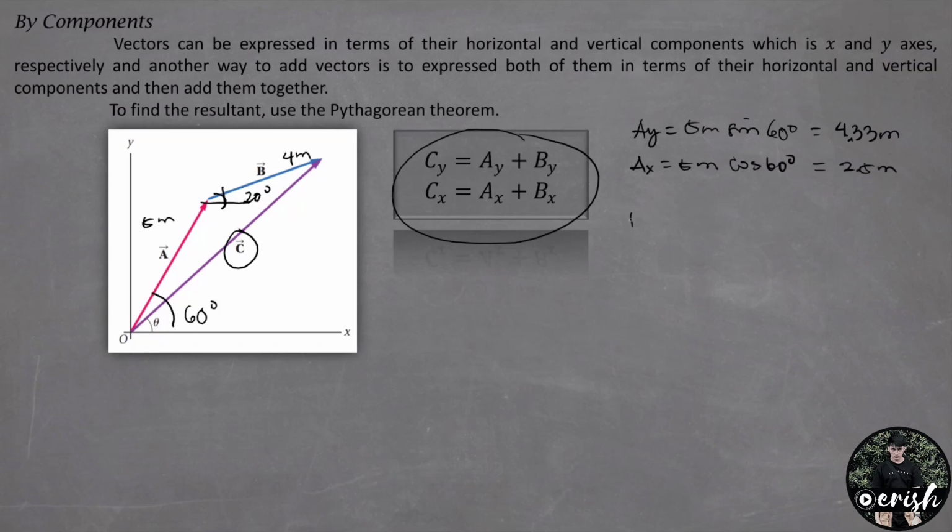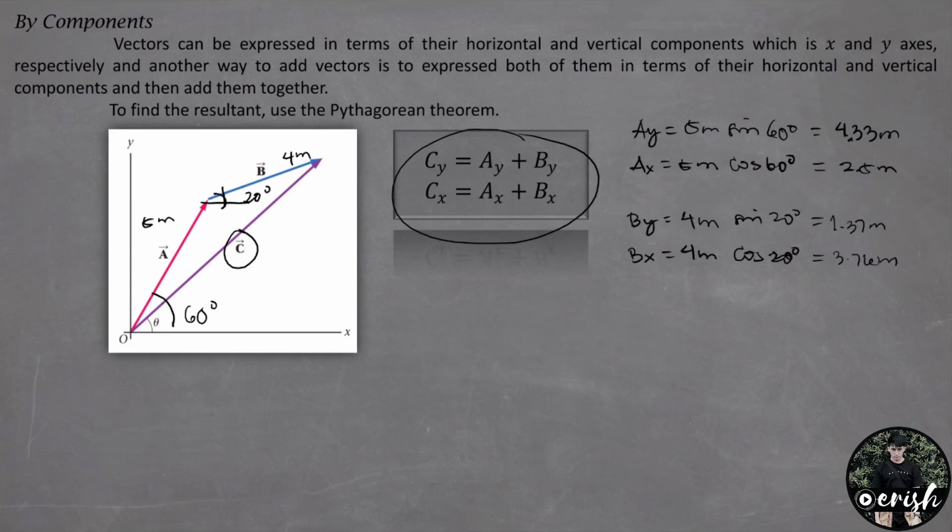For vector B, vertical component, we have a magnitude of 4 meters sine 20 degrees, and this is equal to 1.37 meters. For the horizontal component of vector B, 4 meters cosine 20 degrees, and this is equal to 3.76 meters. Alam na natin yung vertical and horizontal components nung dalawang vector na ina-add natin.